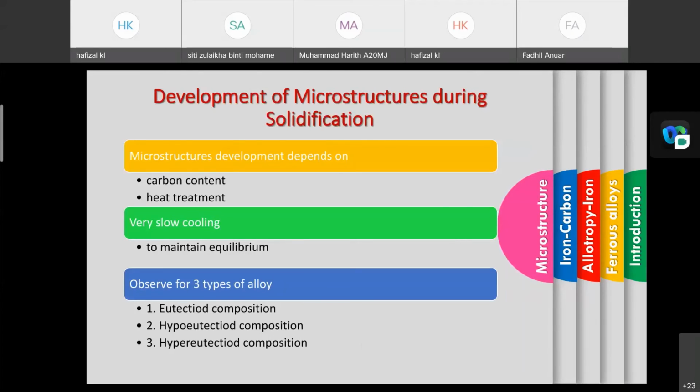And finally, we will go for the microstructure diagram and also the composition. Okay, so the microstructure development depends on the carbon content and also heat treatment. So the carbon content in the percentage of the iron will produce different microstructures. From there we can draw the microstructure at a certain point, and the microstructure will be produced differently if we involve heat.